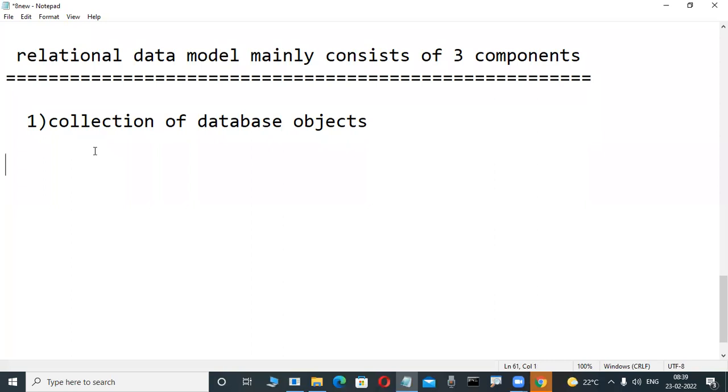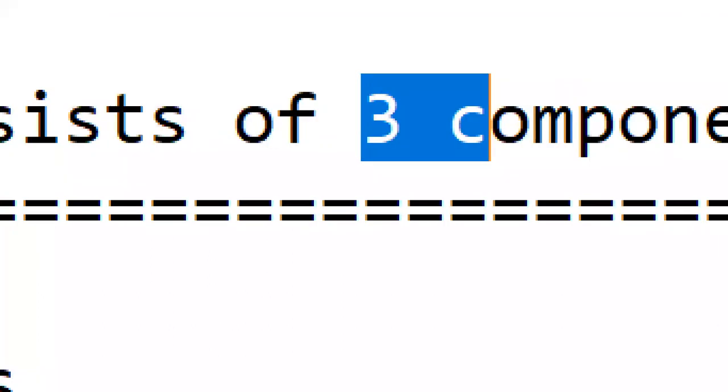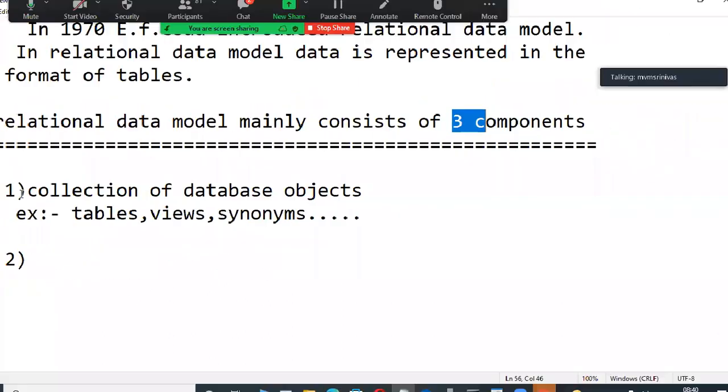That's why, in relational data model products, what you are learning in future always has a collection of database objects available. Collection of database objects are nothing but what? Some tables, views, like this only. Some examples, don't write it. Here tables are there, views are there, synonyms are there, so many things are there. Later you will be familiar with them in our course. Next, not only that, in relational data model products there are mainly three components. These types of objects are available.